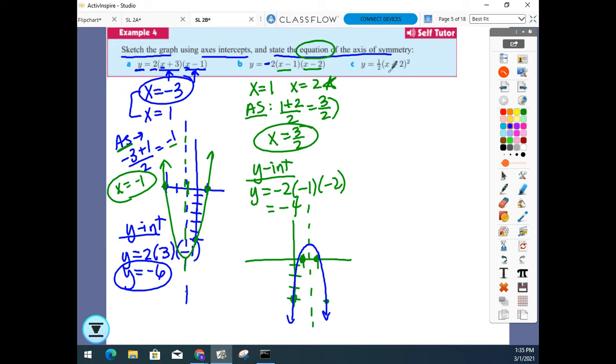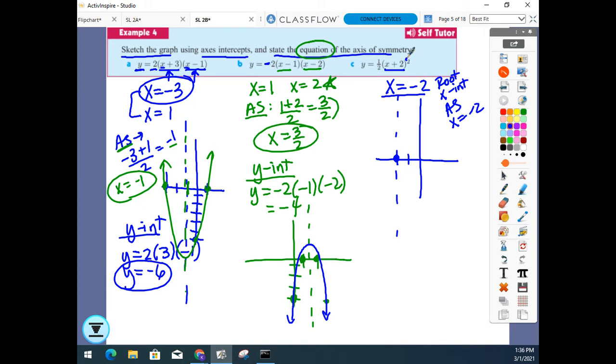Okay, so this only has one x-intercept at x equals -2. So let me just show you. If there's only one x-intercept, it's going to bounce off the x-axis at -2. That means this is my root or my intercept. This is also my axis of symmetry, because this is my vertex. If this is a quantity squared, your vertex is on the x-axis.